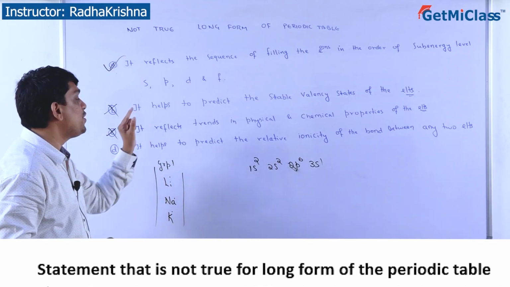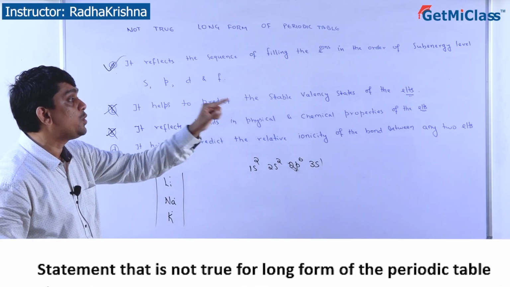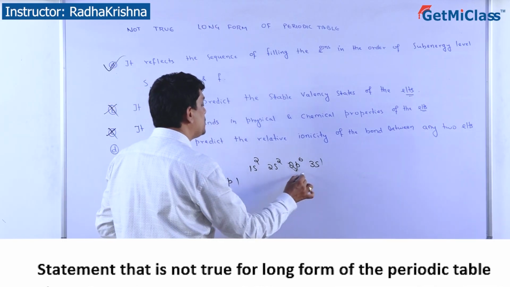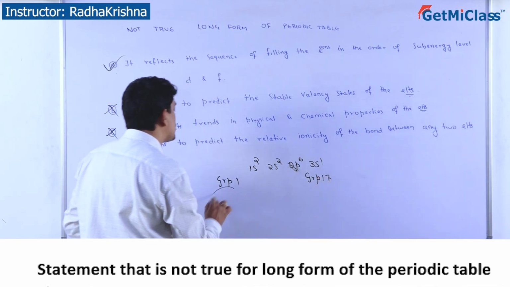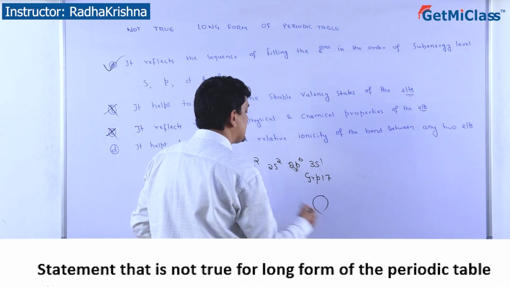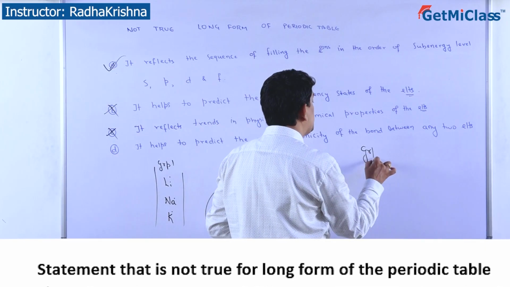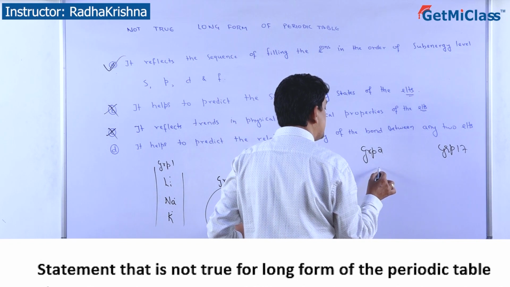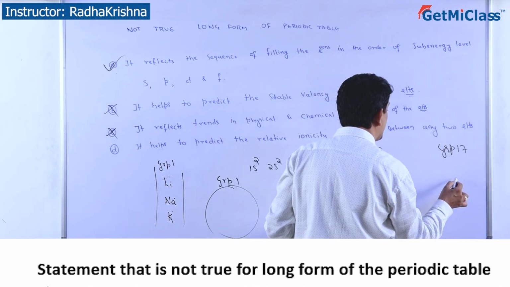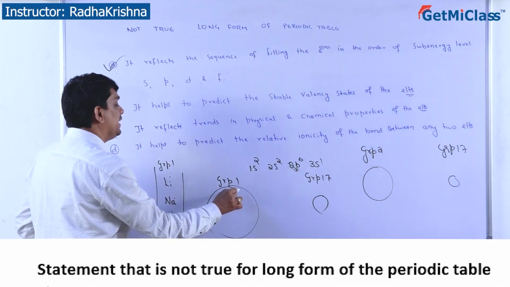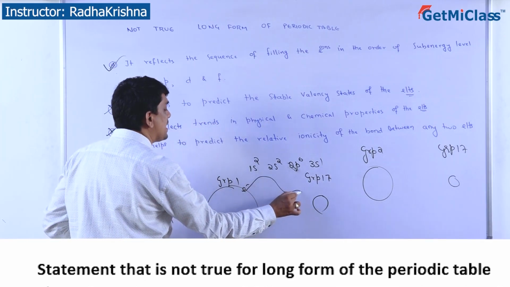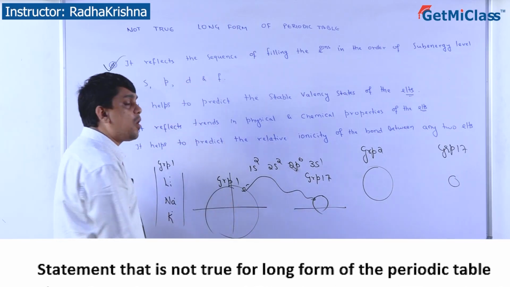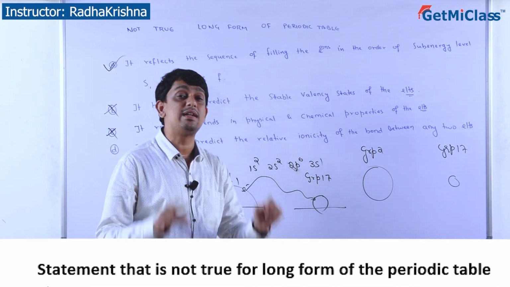Option D: it helps to predict the relative ionicity of the bond between any two elements. Right statement. I'll tell you why. If you take group 1 and group 17 elements, I know group 1 is too large and group 17 is small. In compared to group 1 atoms, group 2 is a little smaller, and group 17 of course is small. I know that group 1 readily loses electrons and group 17 readily gains electrons. So highly positive, highly negative. So the ionic bond between group 1 and group 17 elements is high.